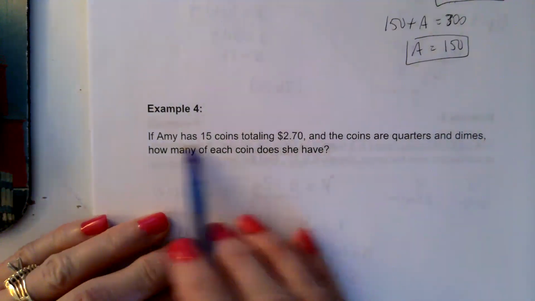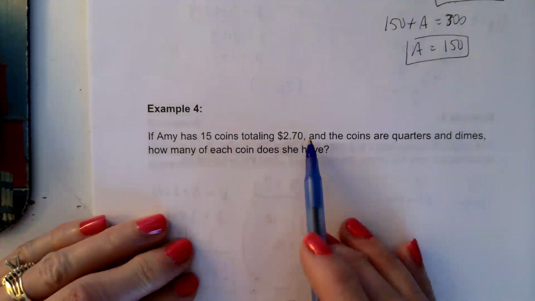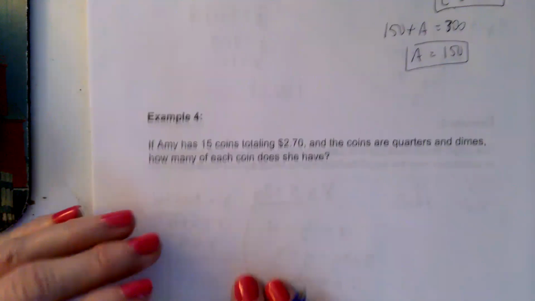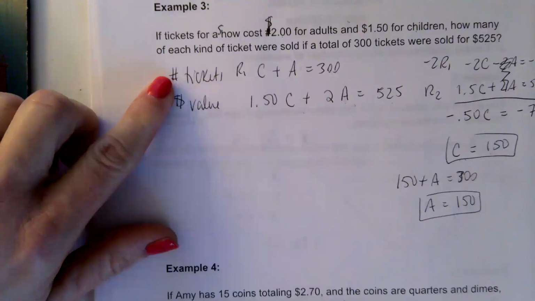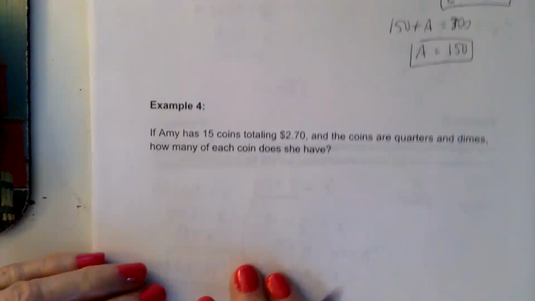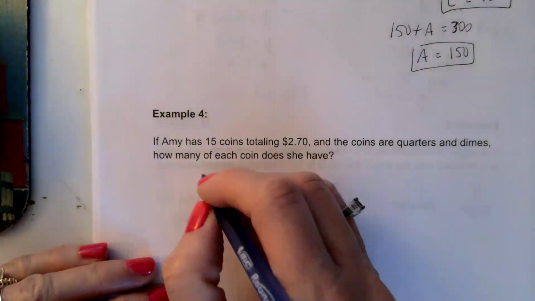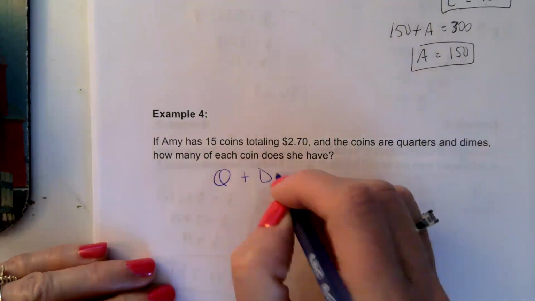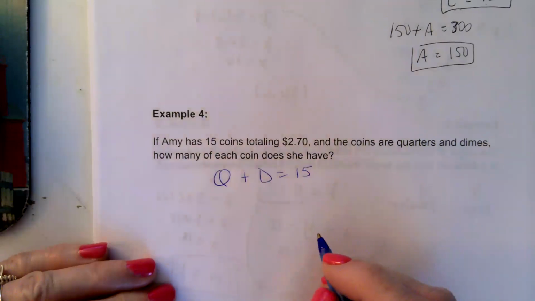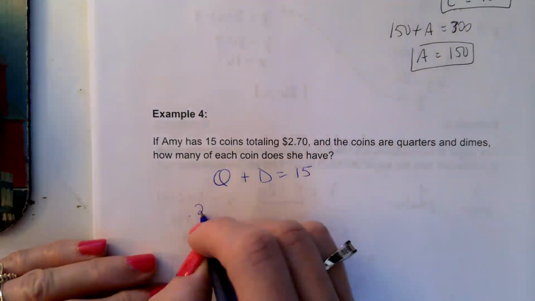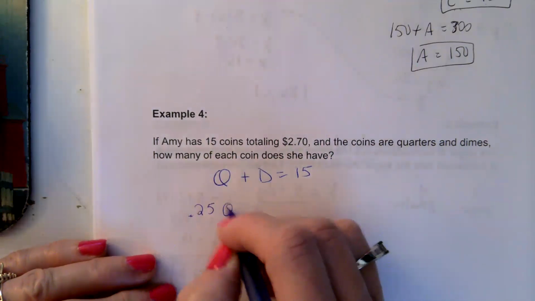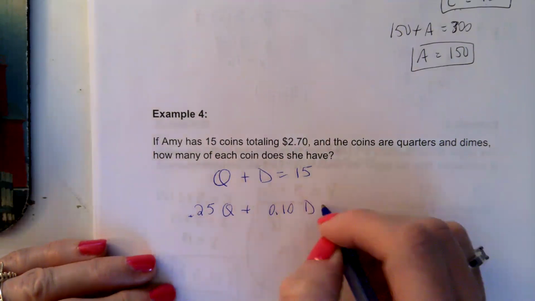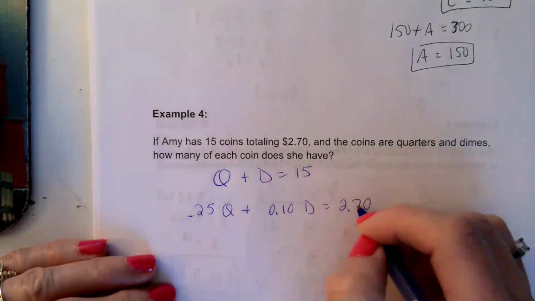Examples. So it says, if Amy has 15 coins totaling $2.70 and the coins are quarters and dimes, how many of each coin does she have? Similar to what we did up here, we're going to have an equation for the number of coins and an equation for amount. So the coins are quarters and dimes, and we know that there's 15 of the coins. And we know that quarters are valued at 25 cents or 0.25. And we know that dimes are 10 cents. And the total is $2.70.